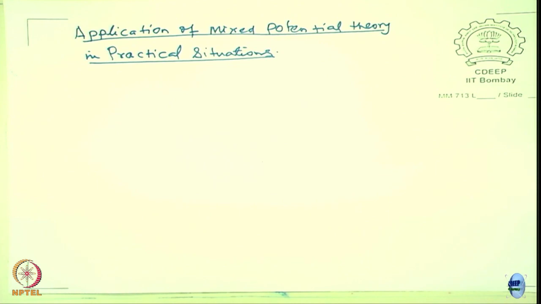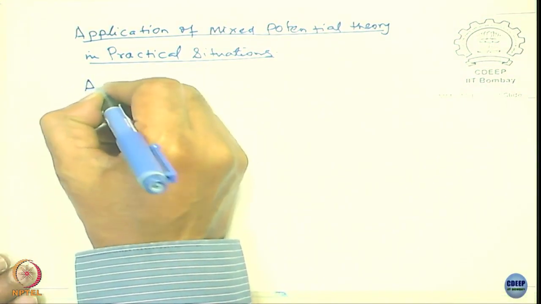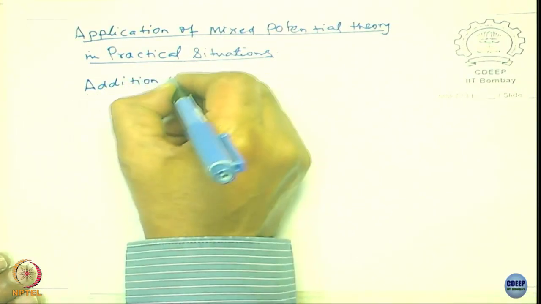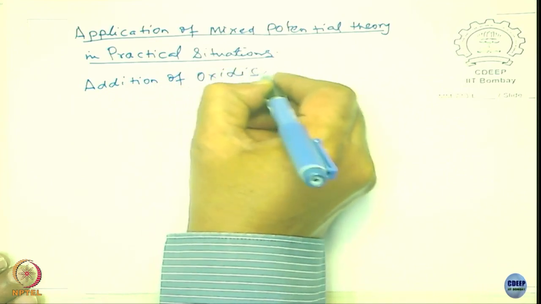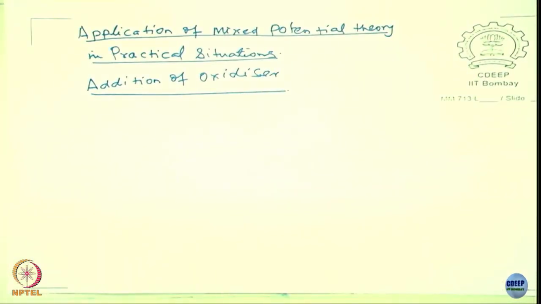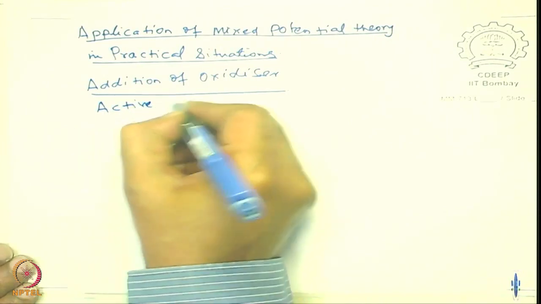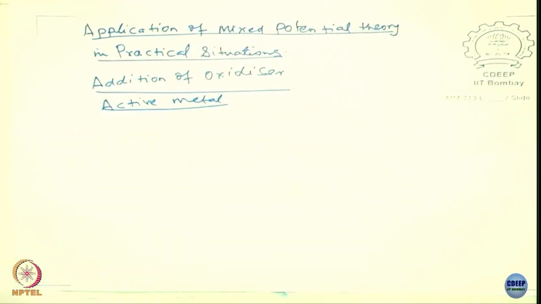So, let us take a system where you add an oxidizer. You have seen this earlier. Anybody recollect? We talked about an oxidizer in the case of an active metal, and we said that the corrosion rate will increase, right. So, we saw this before for an active metal: when you add an oxidizer, the corrosion potential moves up, and the corrosion rate indicated by ICOR goes up.